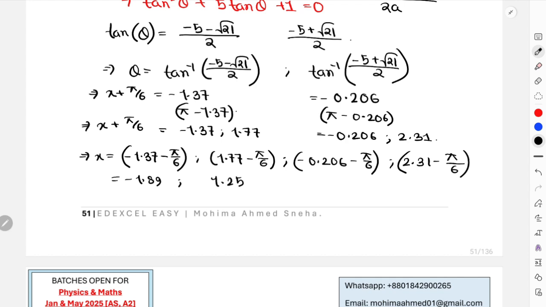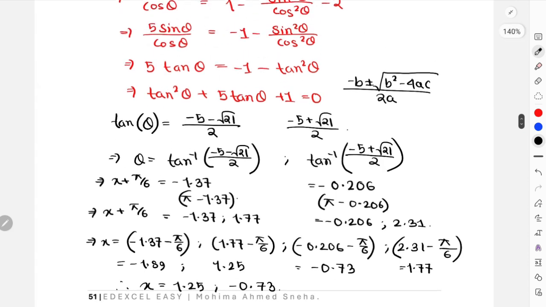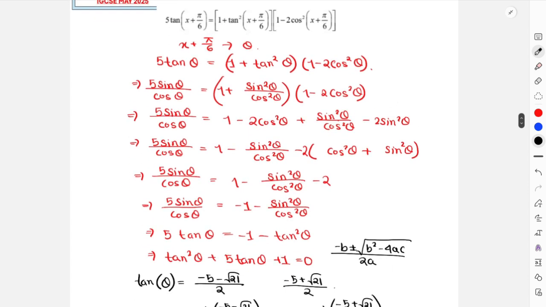Now this one falls within the range. Then you had negative 0.206. This one gives you negative 0.73. This is still within the range. And then lastly you had 2.31. Now from this case we can understand that the only values that will fall within the range are 1.25 and negative 0.73. These are the only values for x that will be accepted, because they fall within the range. This is for your trigonometric equations. I hope this was clear for all of you.